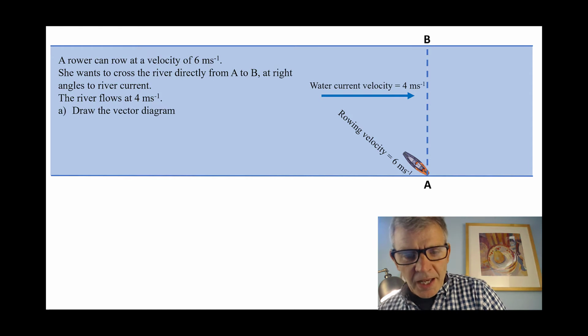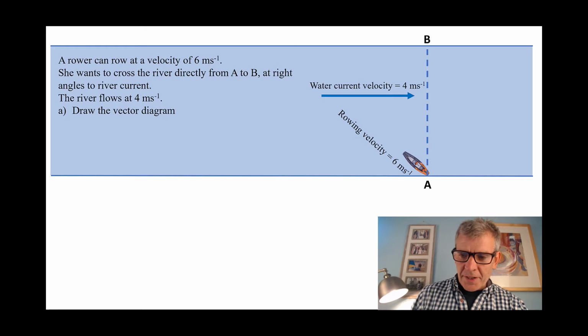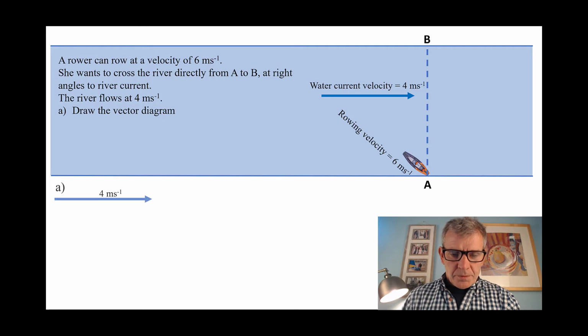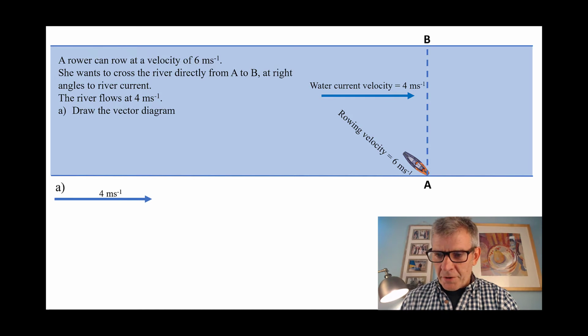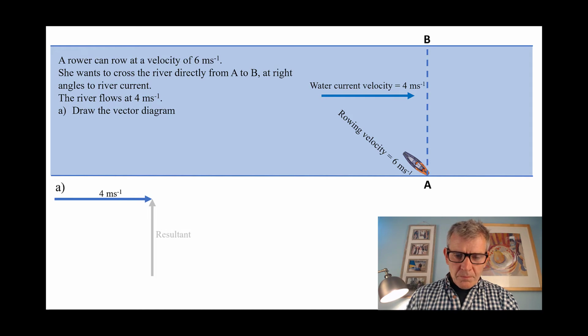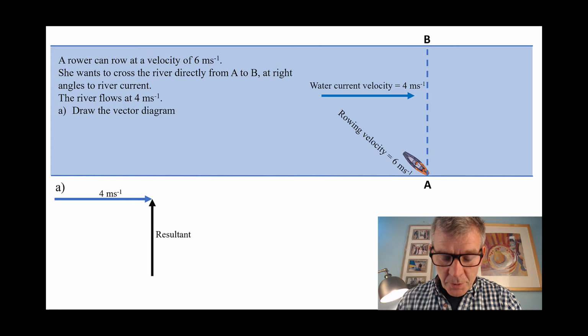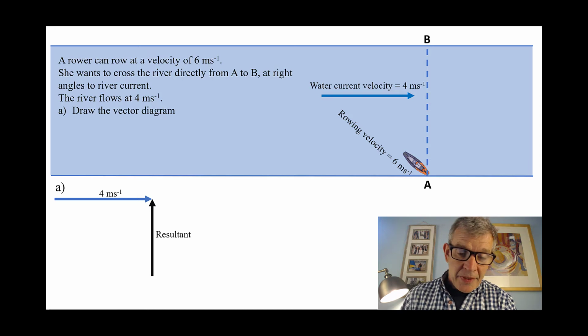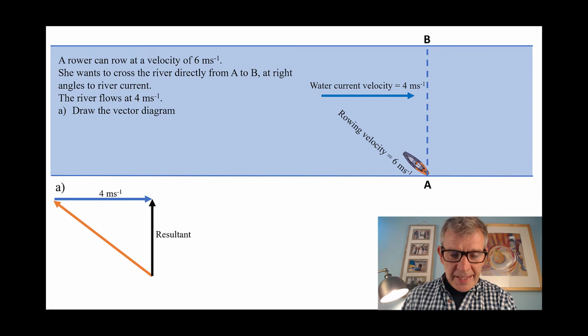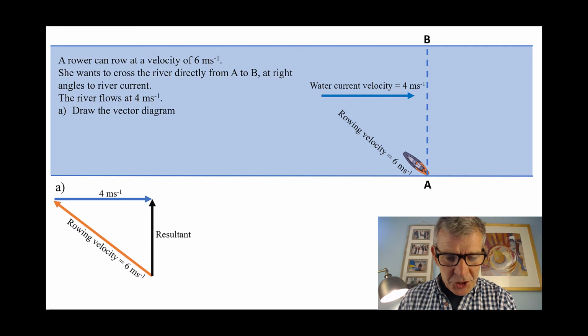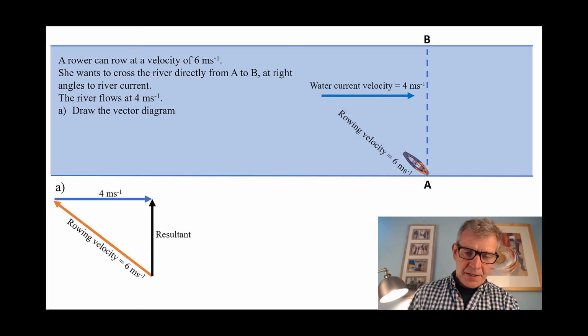First question, as always, is draw the vector diagram. So we can start off with that 4 meters per second river current velocity. We know the resultant, so we're going to draw the resultant on because we know that that's going to be the outcome of the rower setting off in that direction. And she's going to be rowing at 6 meters per second. So there's our vector diagram.